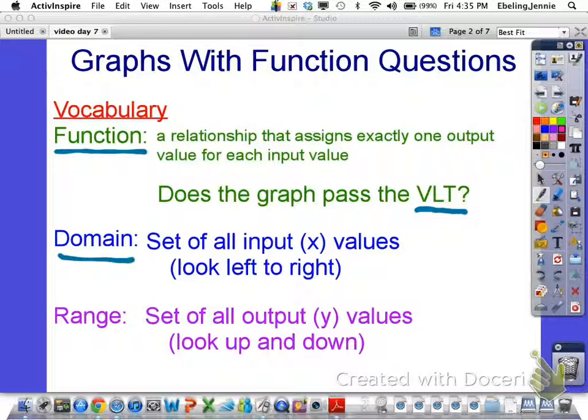The domain is the set of all input x values, and you identify those from looking left to right. The range is the set of all y values, and those you look up and down, like where the y-axis would be.